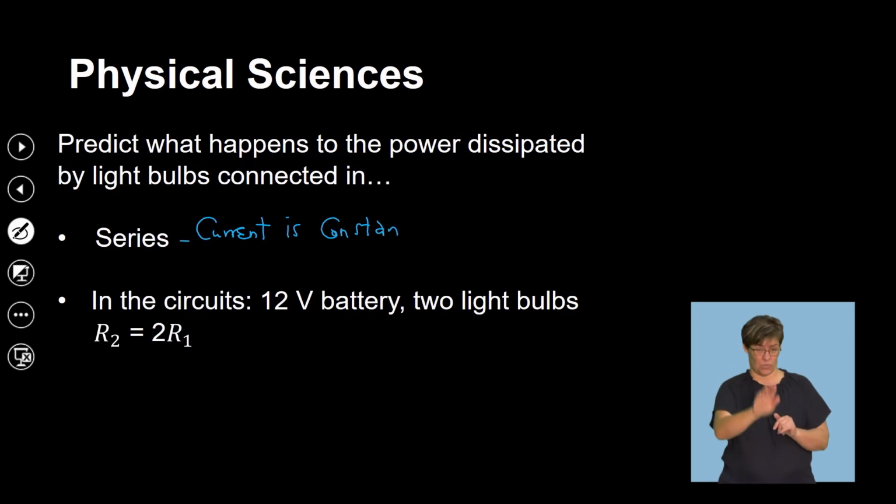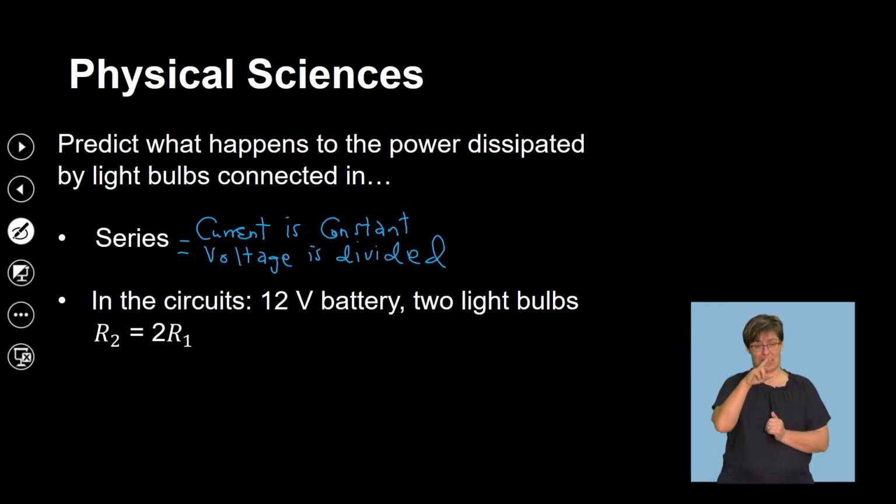This is what we already know. Current is constant. And then we also know that in a series circuit, voltage is divided. These are very important facts regarding a series circuit.